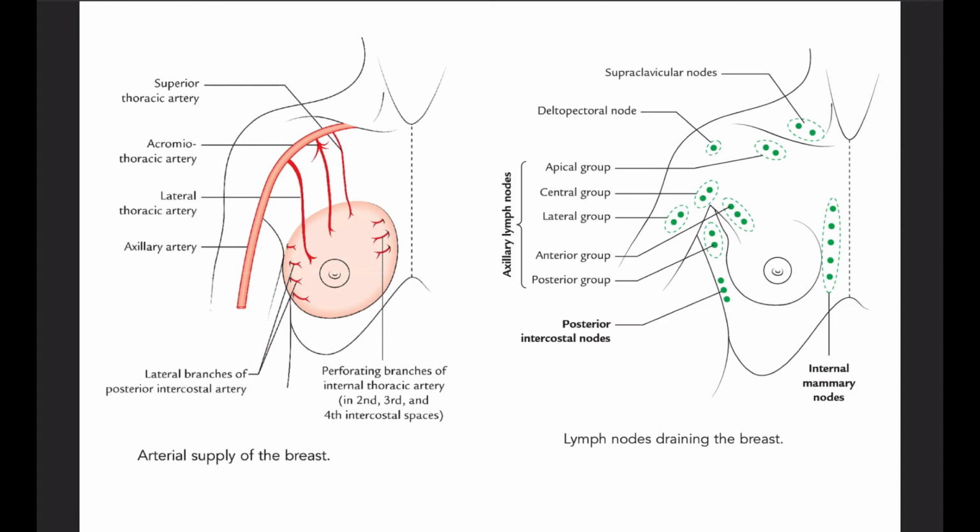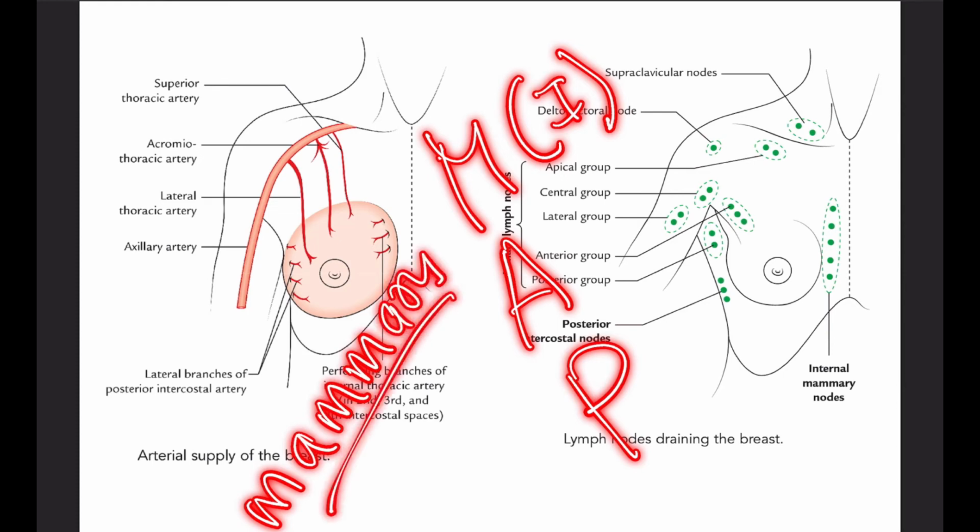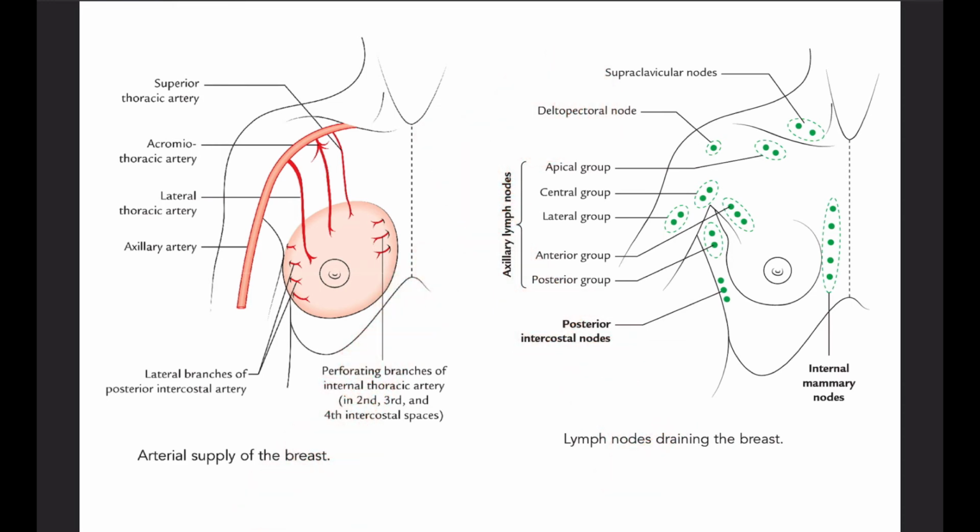It is supplied by the internal thoracic artery, axillary artery, and posterior intercostal arteries. The mnemonic to remember is MAP. The internal thoracic artery is also known as the mammary artery. So the mammary artery or internal thoracic artery, axillary artery, posterior intercostal arteries.